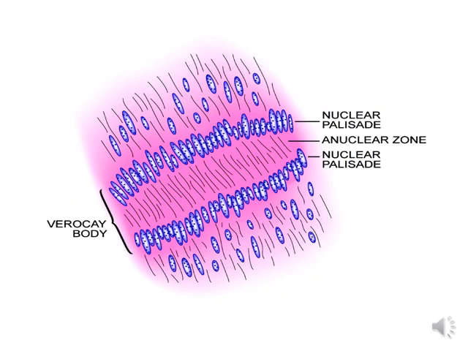The picture of the palisading pattern of the spindle cells is called Verocay body, formed of nuclear palisading, an anuclear area formed of fibrillary background, and another nuclear palisade.